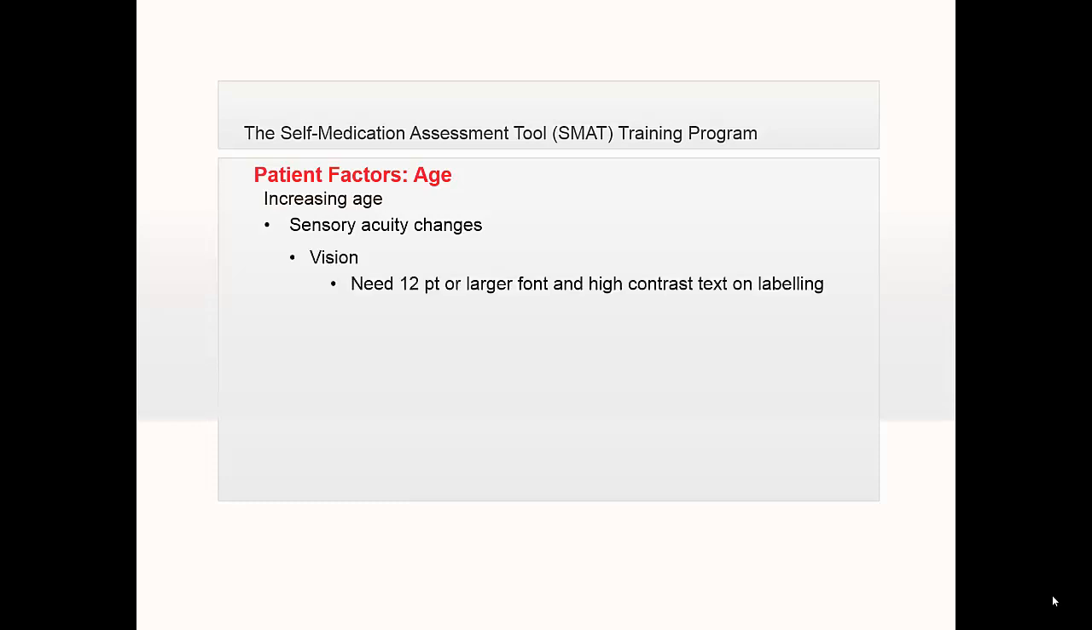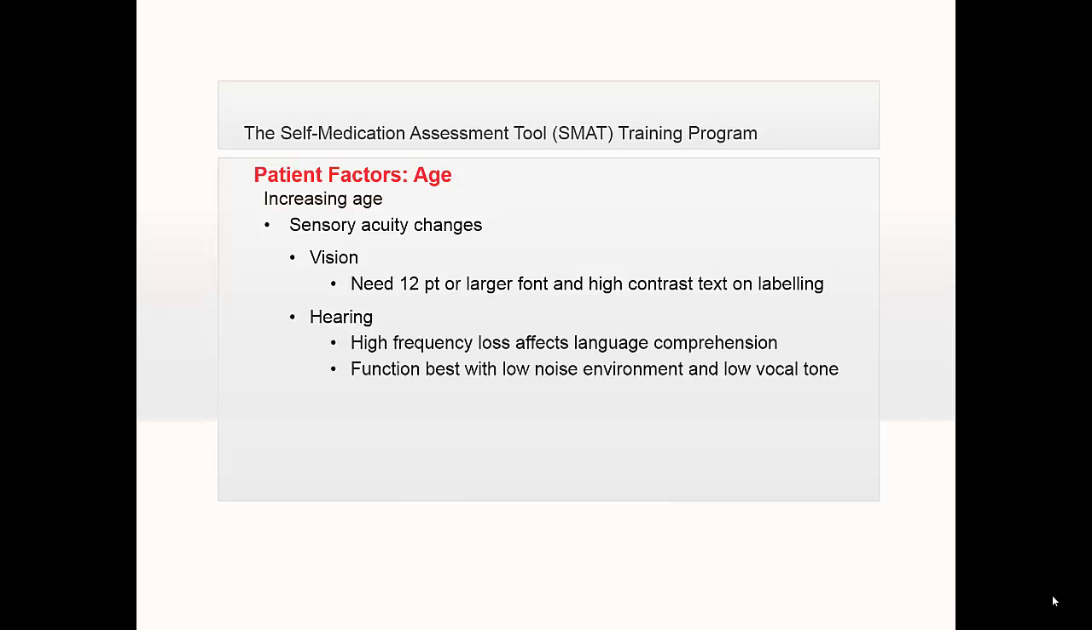For example, vision may decrease, resulting in a need for 12-point or larger font and high contrast text on labeling. In hearing, the loss of the ability to hear high-frequency sounds affects language comprehension. Therefore, older adults function best with a low-noise environment and low vocal tone.